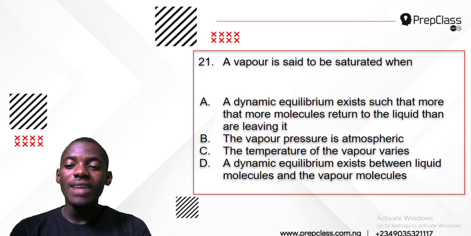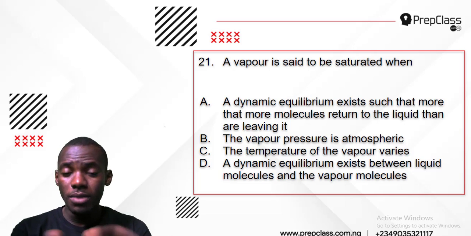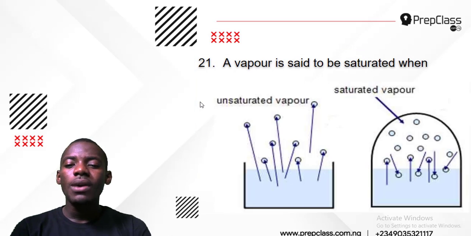B, the vapor pressure is atmospheric. C, the temperature of the vapor varies. D, a dynamic equilibrium exists between liquid molecules and the vapor molecules. Now let's see what the answer is.